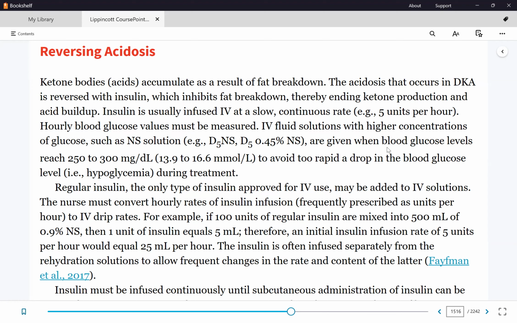I weigh 80 kilograms. The order is 0.1 units per kilogram. How much will you give me? Ms. Lefleur? So how much insulin? How many units will you give me? 0.1 units per kilogram. 8 units. Okay. How? We'll discuss that next week. We will prepare for your simulation. Okay, next week. That's what we'll do in lab.